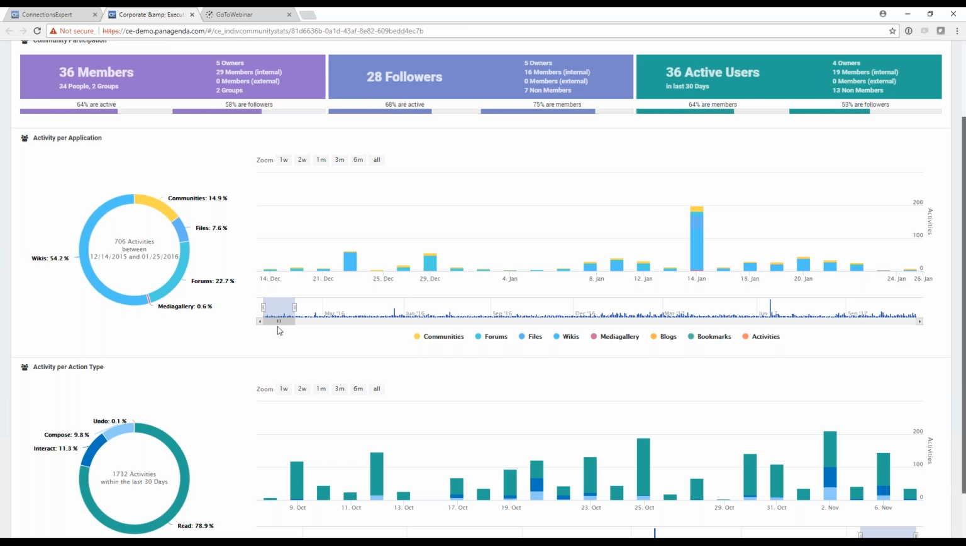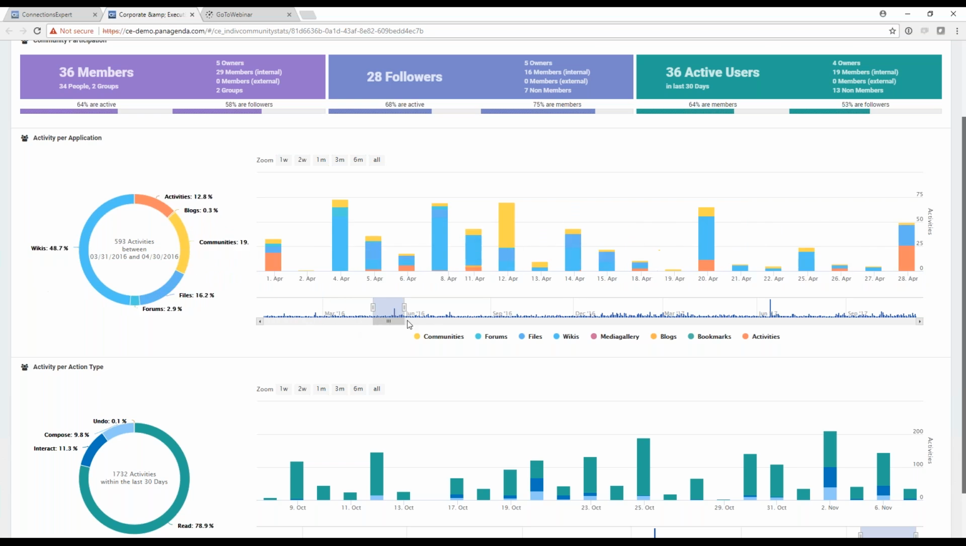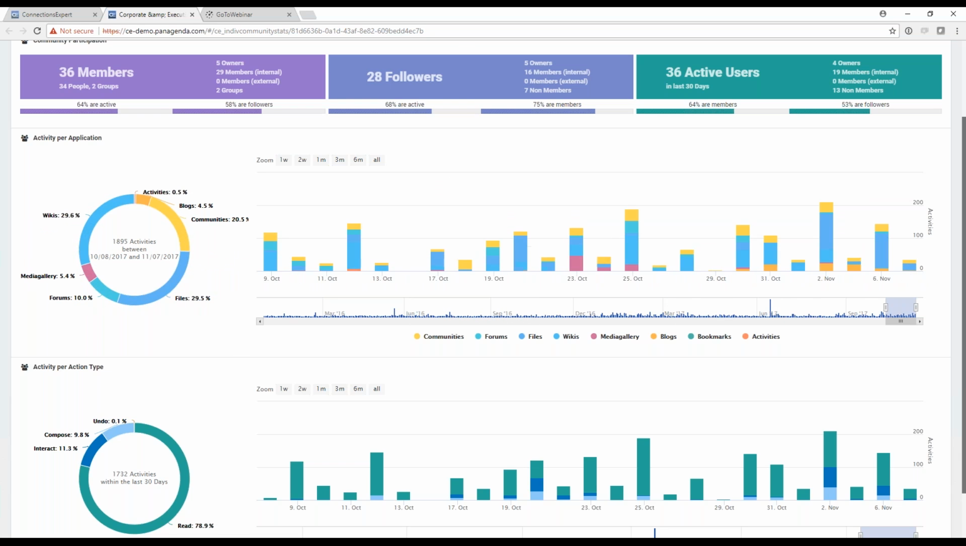And if we look at it now, then wikis is only about a quarter of the content being interacted with. So files has actually gone up quite a lot, and forums has gone down a bit more to 10% of usage. Also, the number of activities actually grew a lot. So I can definitely see that there is stuff going on there and that people are actively using it.